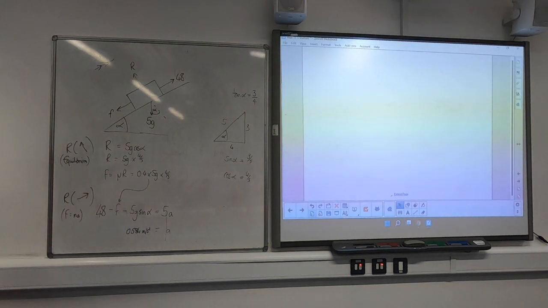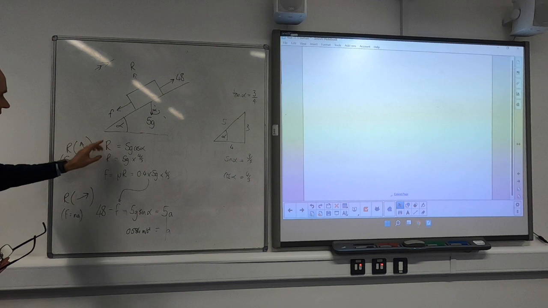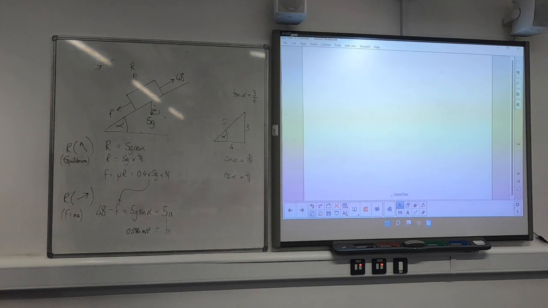So you may think it's pointless resolving perpendicular to the slope because it's not moving in that direction, but that's essential to work out friction. So friction is this weird force that links the horizontal and the vertical, or in this case the perpendicular and the parallel.